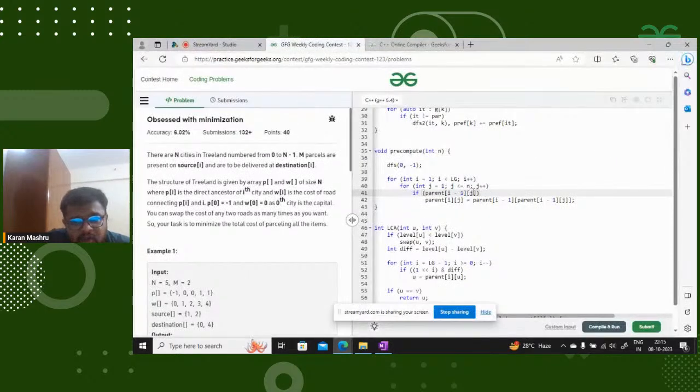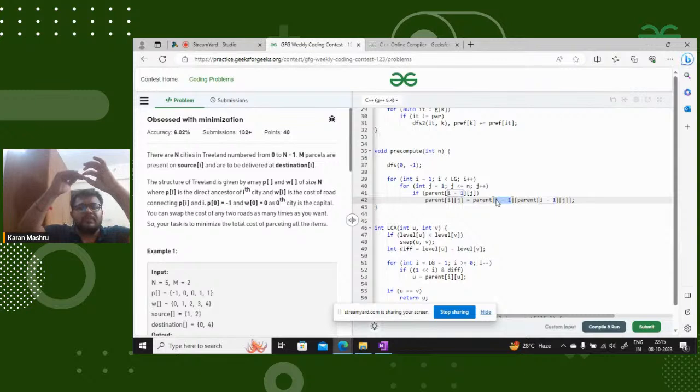So if parent of j at a distance 2 to the power i minus 1 is not 0, that is in the if condition, then parent of j at level 2 to the power i is equal to parent of j at 2 to the power i minus 1 and its parent at 2 to the power i minus 1. Are you getting my point? So parent of j at distance 2 to the power i minus 1 is this, and its parent at distance 2 to the power i minus 1 will be the parent of j at a distance 2 to the power i.